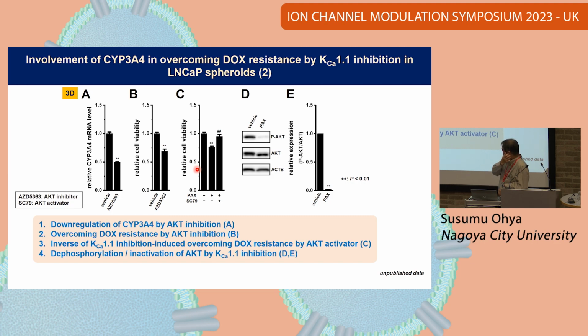Additionally, we checked the effect of AKT modulators. The AKT inhibitor AZD compound suppressed CYP3A4 expression and transcription, and overcame the resistance to doxorubicin. On the other hand, the AKT activator SC compound reversed the overcoming of doxorubicin resistance by paxilline treatment. And KCa1.1 inhibition induced a marked decrease in the phosphorylation level of AKT, meaning KCa1.1 inhibition induced the inactivation of AKT signaling.